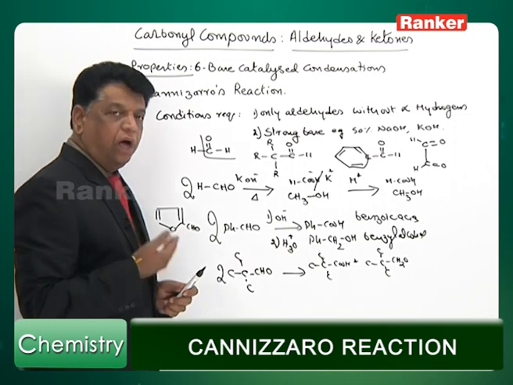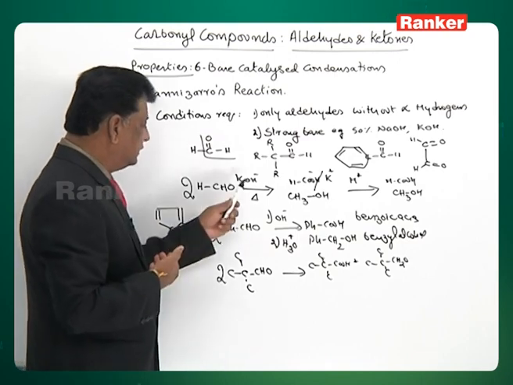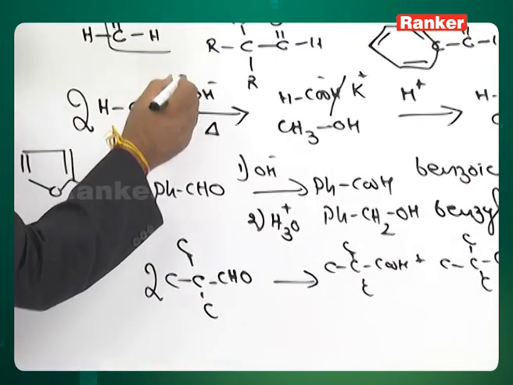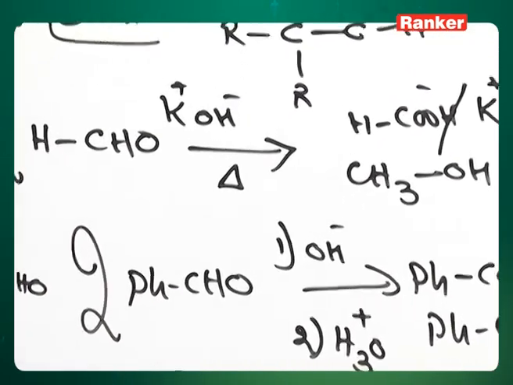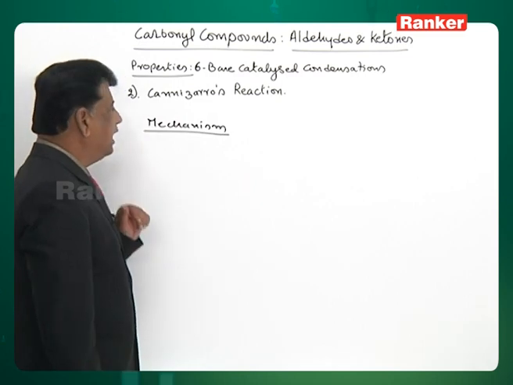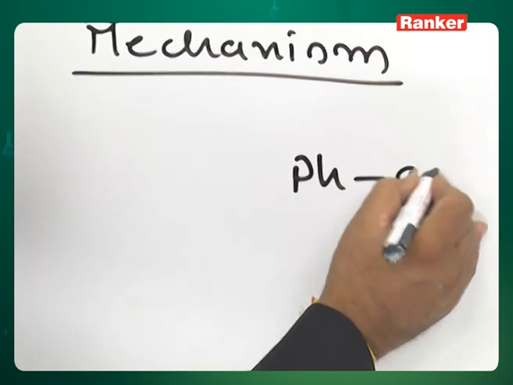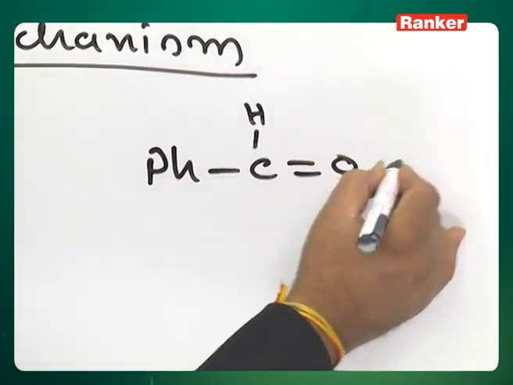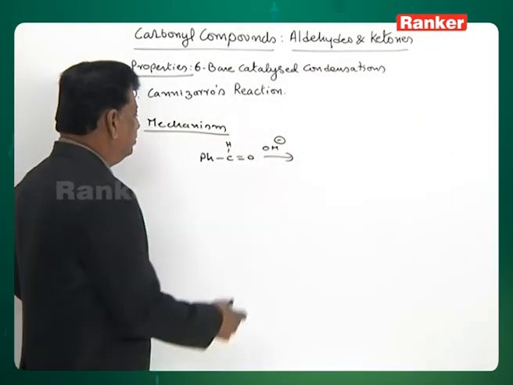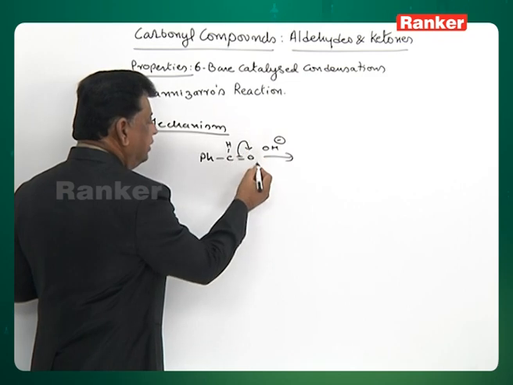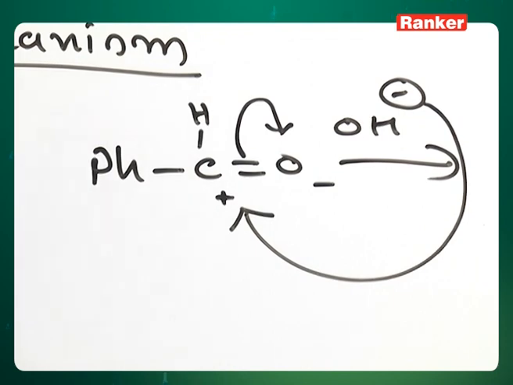But let us see how the mechanism operates in this reaction, what exactly the OH minus is doing, helping the reaction or working as a catalyst. Let us see the mechanism of this Cannizzaro reaction. I will take benzaldehyde as a sample compound, and OH is the catalyst we are using. When the carbonyl polarizes, you will get a minus sign and a plus. On the plus, the OH minus will attack.